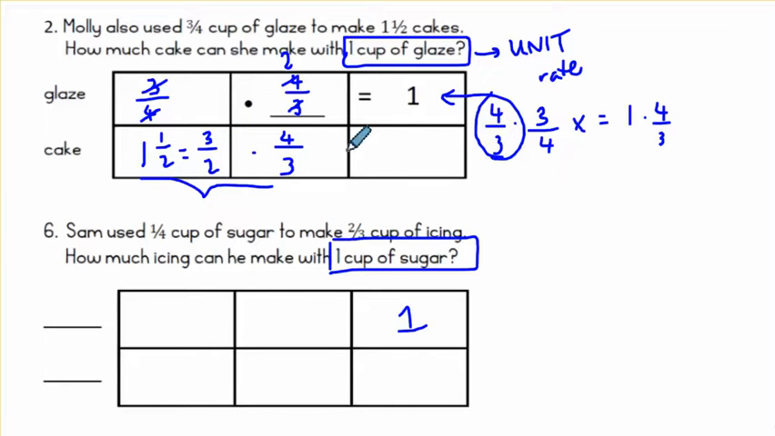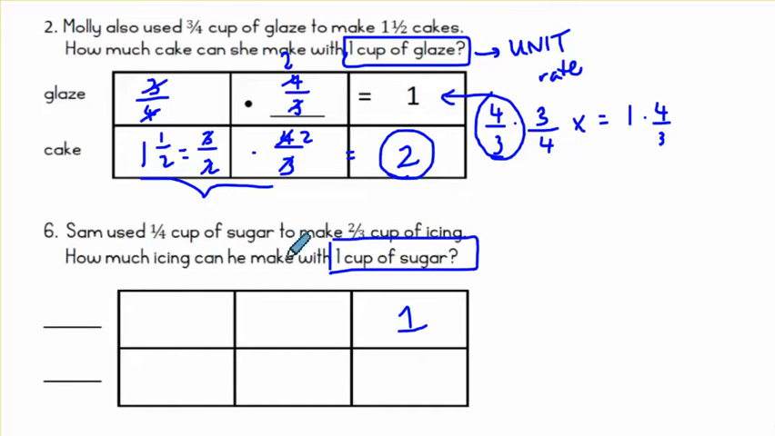And then when I multiply, I always look to see, can I simplify? Can I cross reduce it all? And I can. These 3's are going to cancel out, and this 2 will divide by 2, and this 4 will divide by 2 and become 2. So Molly, excuse me, she can make 2 cakes with 1 cup of glaze. So that would be your answer for this one.